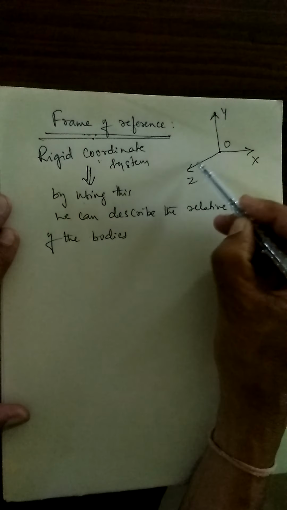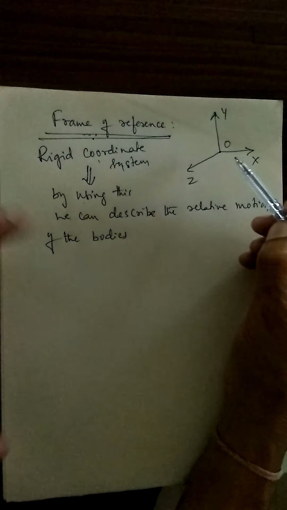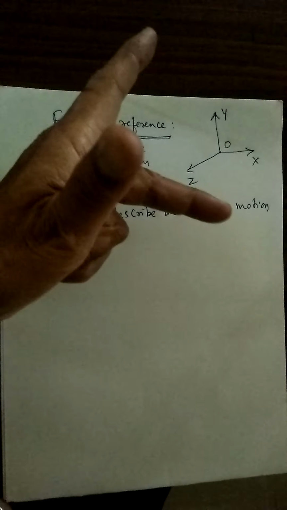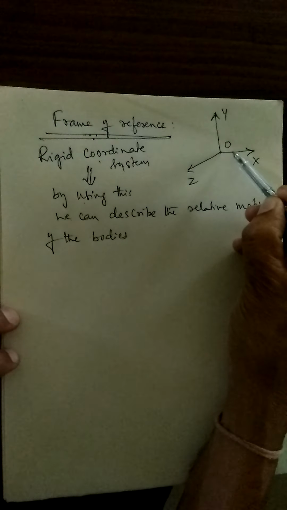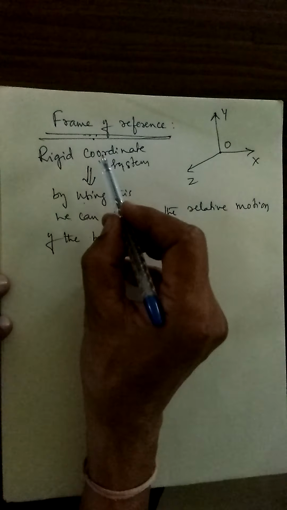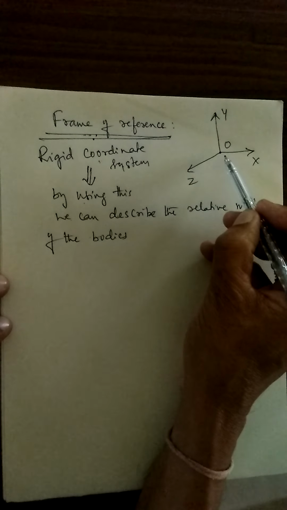There is a rectangular Cartesian coordinate system, just like your x, y, z axes, which you are aware of, mutually perpendicular to each other with an origin O. I can consider that a coordinate system, a rectangular Cartesian coordinate system.